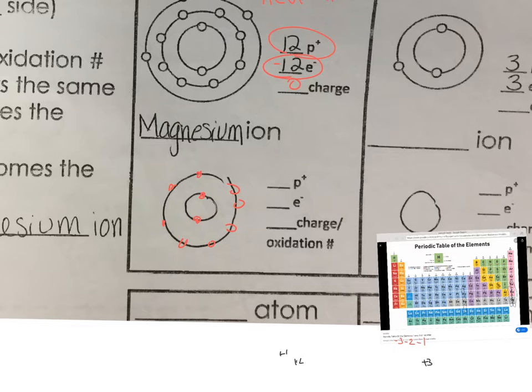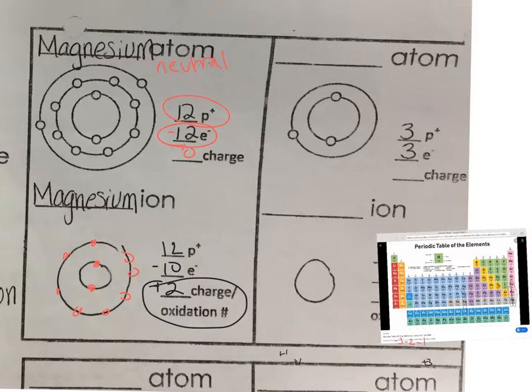Now, do we still have the same number of protons, or is it different? It should be the same: 12 protons, 10 electrons, so that's 12 minus 10, a charge of positive 2. And that's our charge number, and it's our oxidation number. That's the charge it takes on when it bonds.